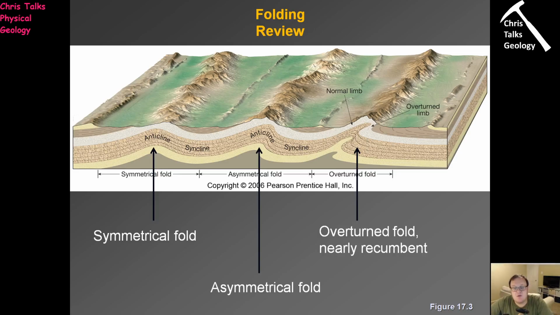Then we have our 3 types of fold. We have anticlines, synclines, and monoclines. Okay, and in the case of an anticline, oldest rocks in the middle, youngest rocks on the outside. In the case of a syncline, youngest rocks on the inside, oldest rocks on the outside.